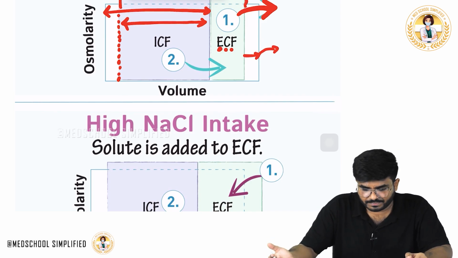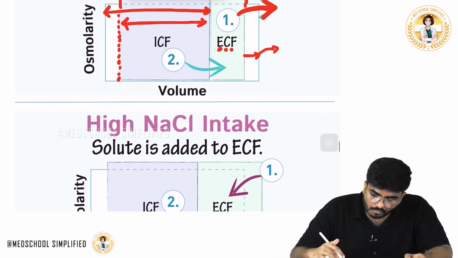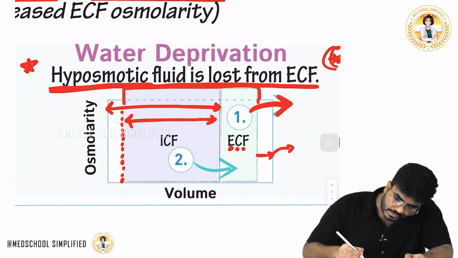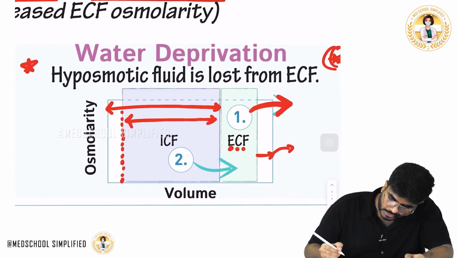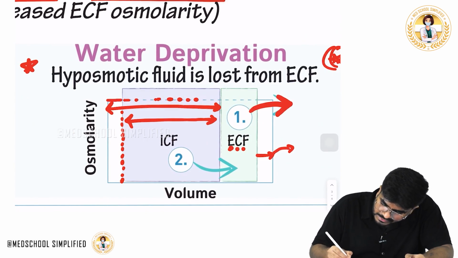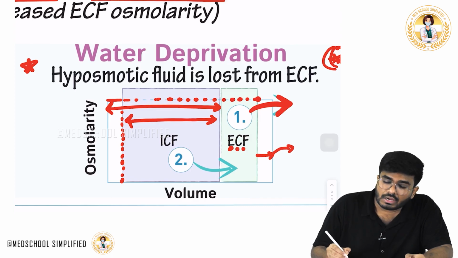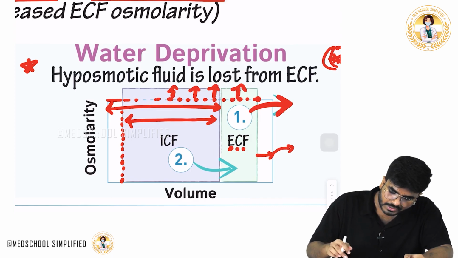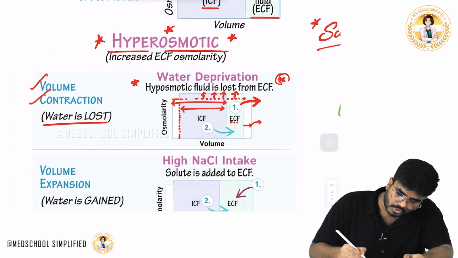But at the end of the day, what happened to the tonicity? See, it is hypertonic now. Previously it was here, that is 300 milliosmoles. Now it becomes a little higher. Now it becomes higher, meaning hyperosmotic.